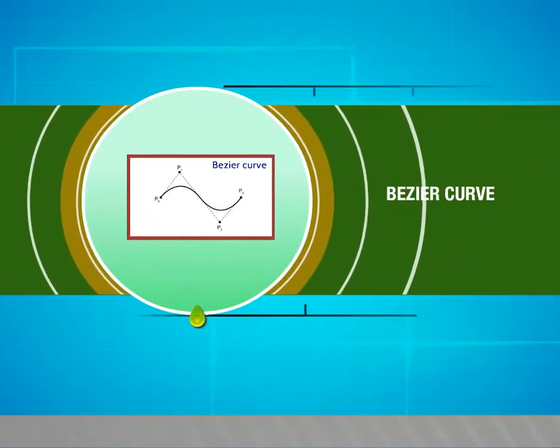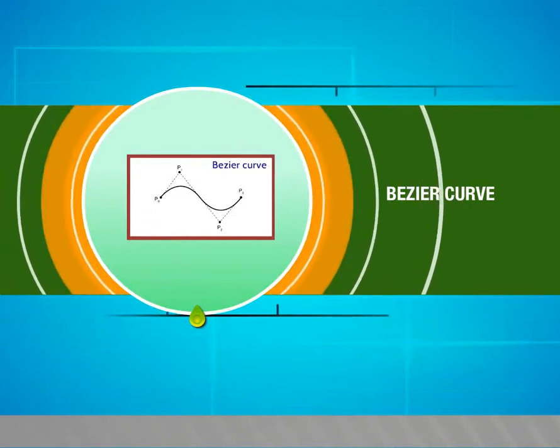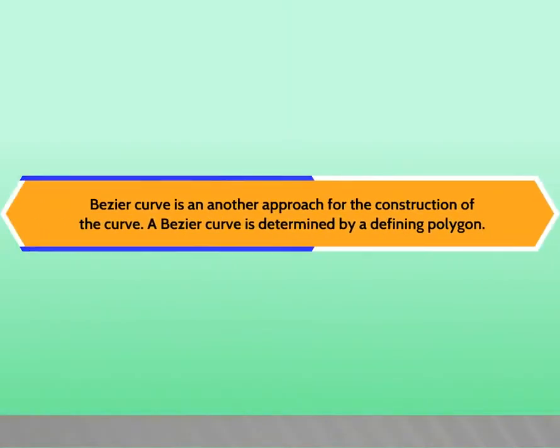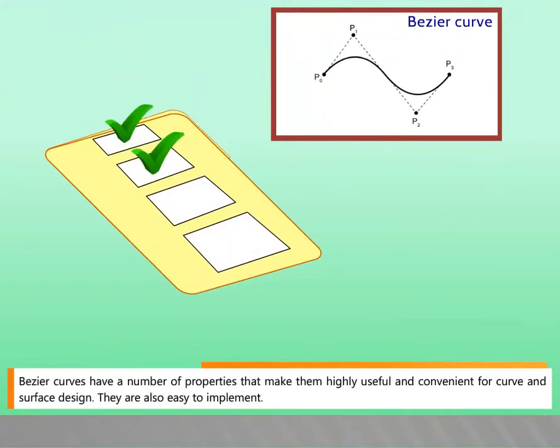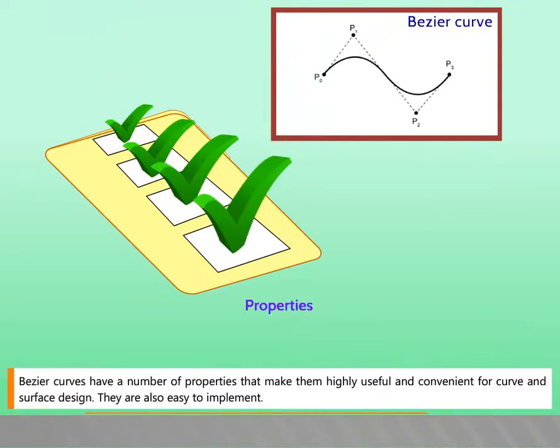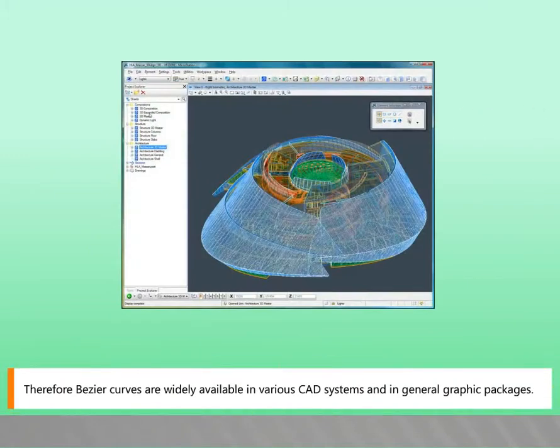Bezier curve. In this video, we are going to see about Bezier curve. Bezier curve is another approach for the construction of the curve. A Bezier curve is determined by a defining polygon. Bezier curves have a number of properties that make them highly useful and convenient for curve and surface design. They are also easy to implement. Therefore, Bezier curves are widely available in various CAD systems and in general graphic packages.